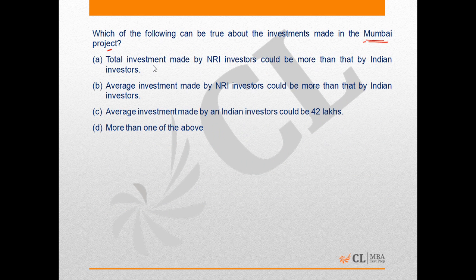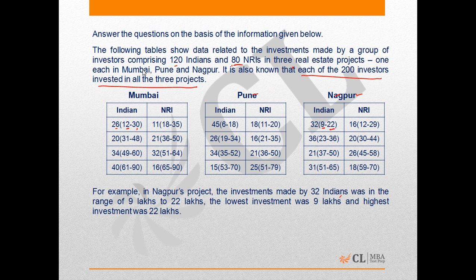It talks about total investment made by NRI and Indian investors, average investment made by NRI and Indian investors, and more than one of the above. So we will have to actually check all of them. So let's calculate the range of the investment that can be made by the NRI investors and the range of the investments that can be made by the Indian investors. We're just looking at Mumbai.